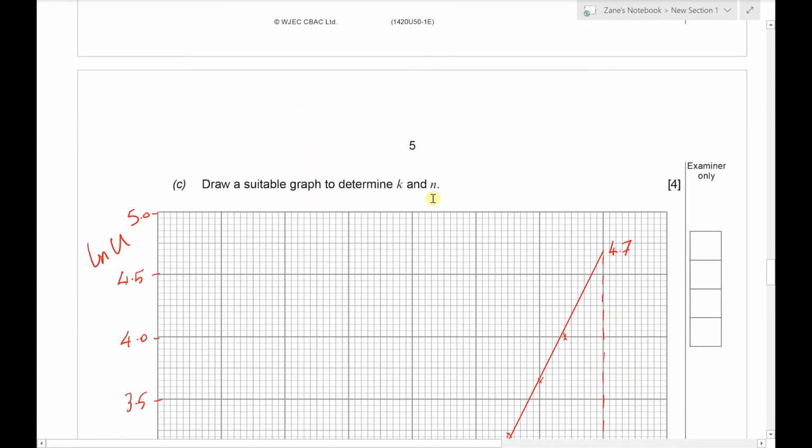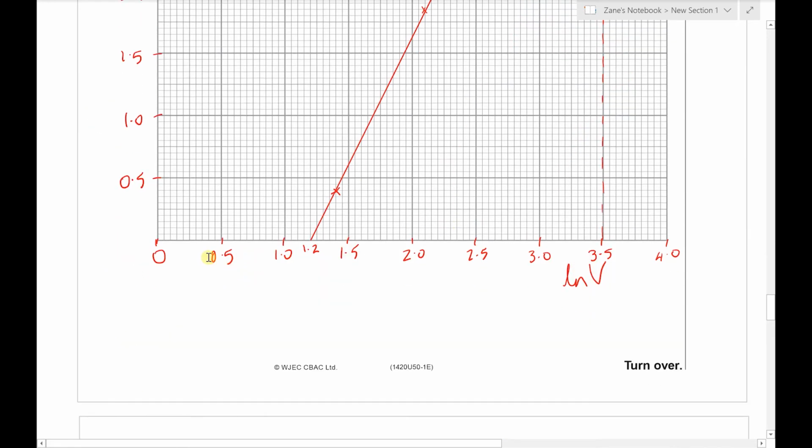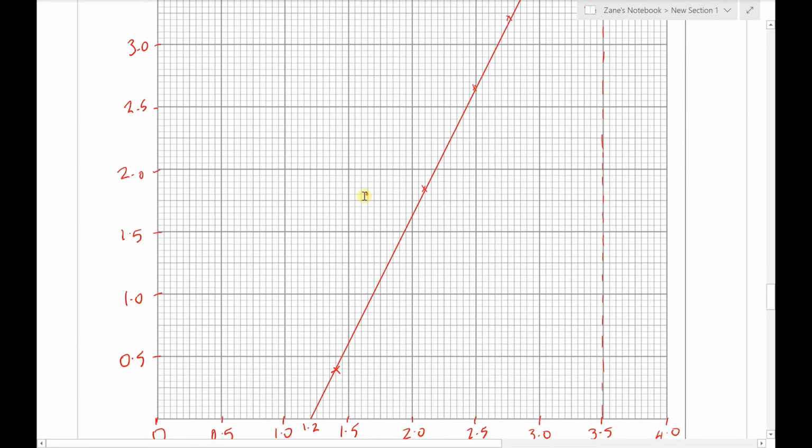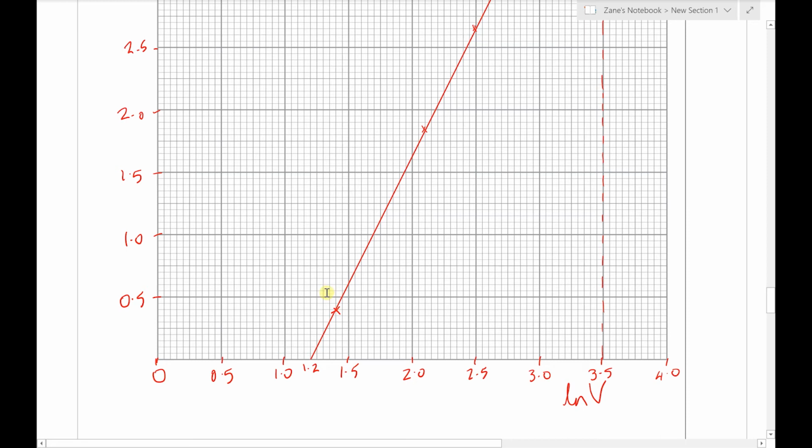Next, you've got to plot the graph. Now I've gone ahead and done this in advance. The scale I used horizontally and vertically was to use each of the major squares, the major divisions being worth 0.4. I've labelled the axes with log of V and log of U with no units, and I plotted the points. Now, a couple of points about drawing the graph.